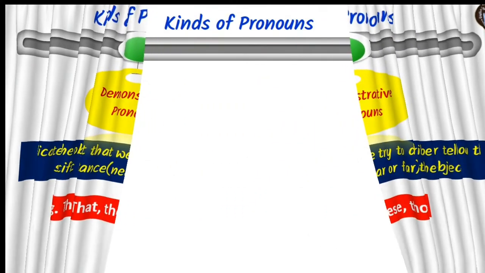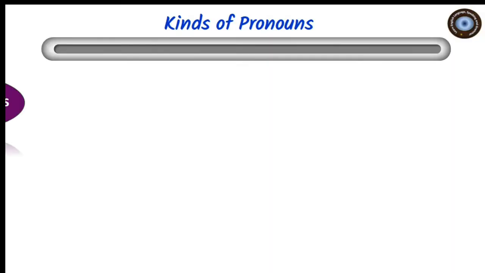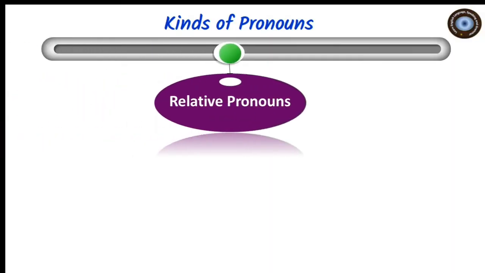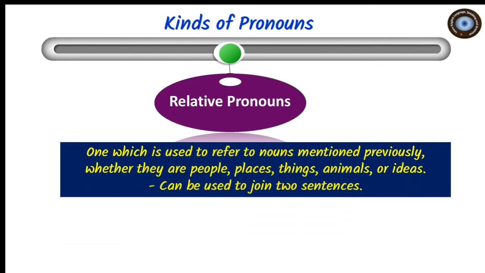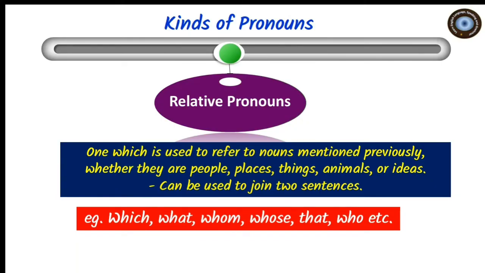Relative pronouns are another kind of pronouns. So what is meant by relative pronouns? Relative pronouns are used to refer to nouns mentioned previously, whether they are people, places, things, animals, or ideas. They can be used to join two sentences, and the examples of relative pronouns are which, what, whom, whose, that, who, etc.